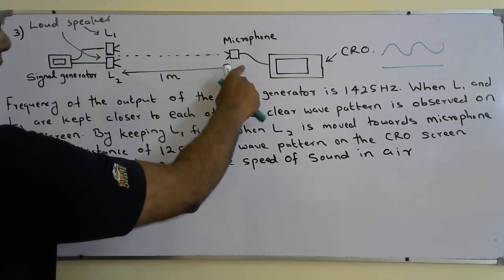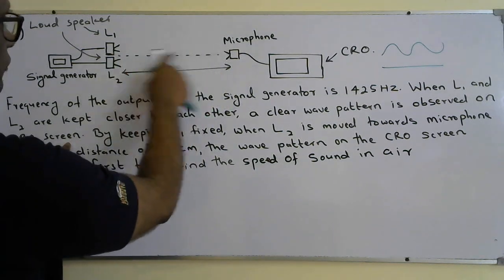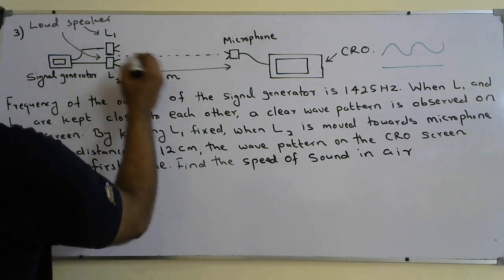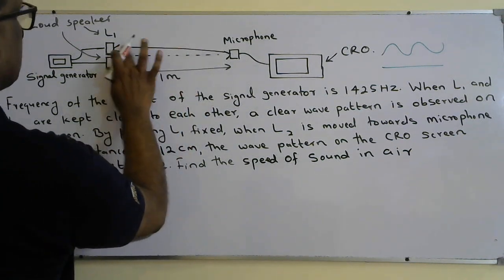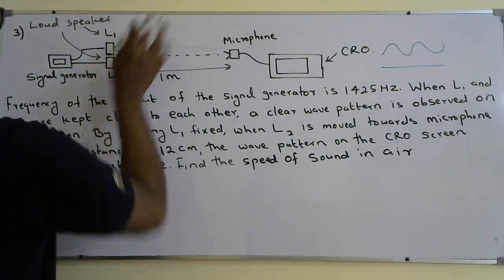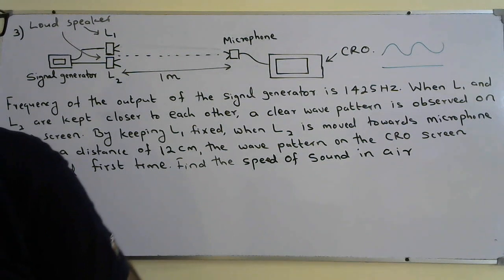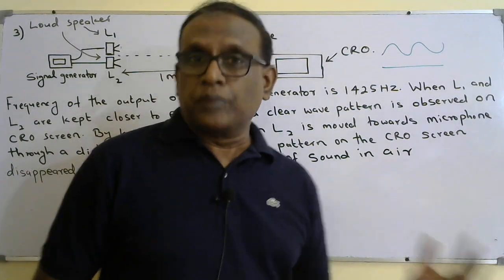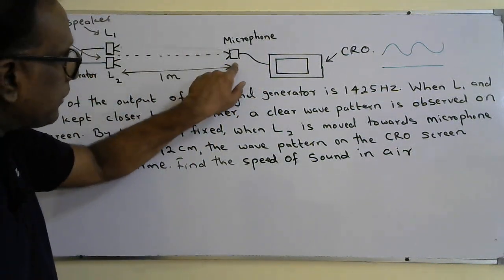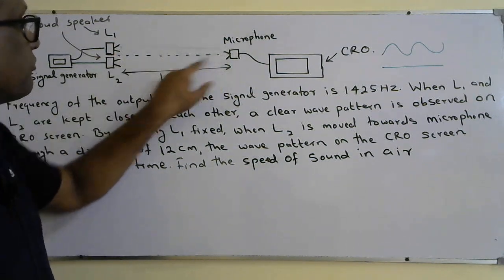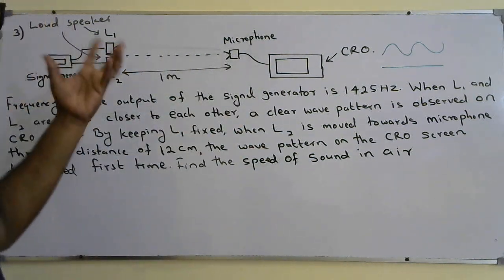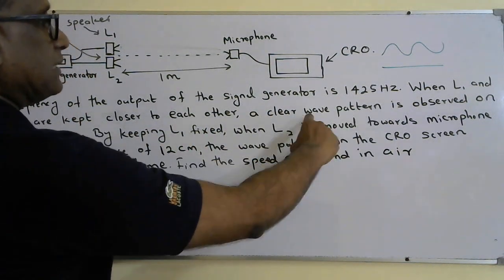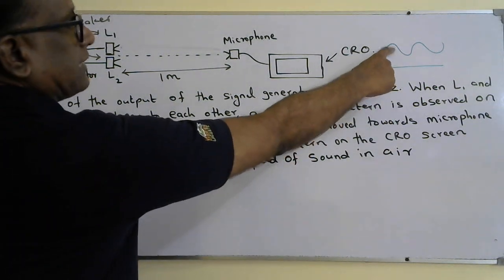The microphone is kept along the mid portion of the loudspeakers L1 and L2. So the path difference for the two waves from L1 and L2 will be equal to 0, because both loudspeakers are kept closer and are at the same distance from the microphone, which is the receiver. Path difference 0 means it's constructive superposition. So a clear wave pattern is observed on the CRO screen, something like this.